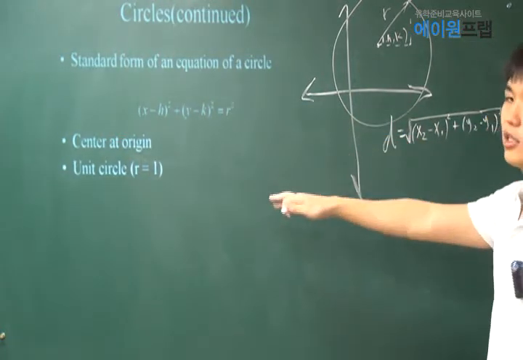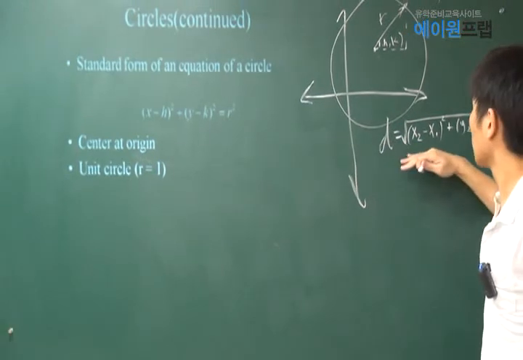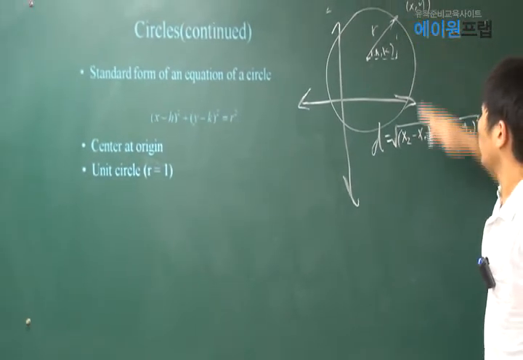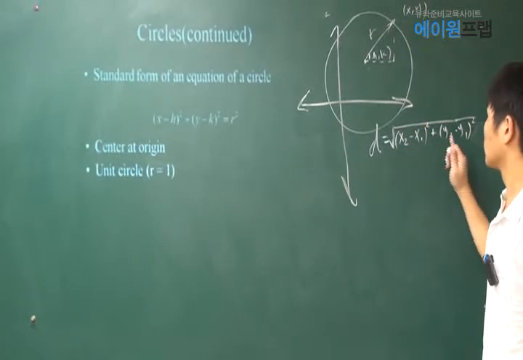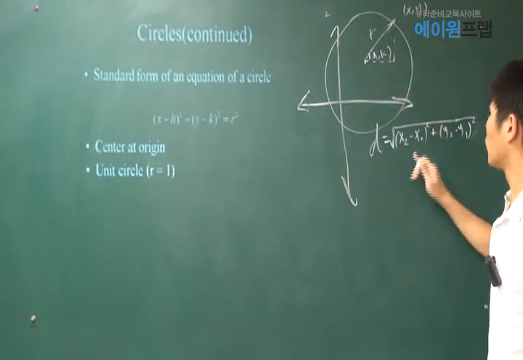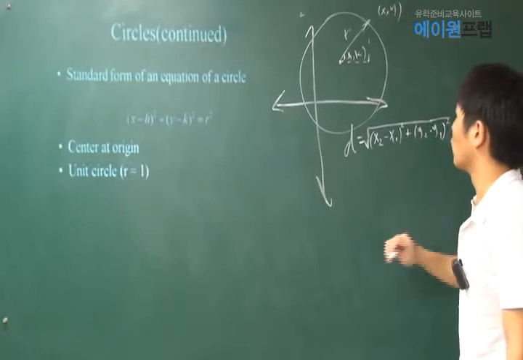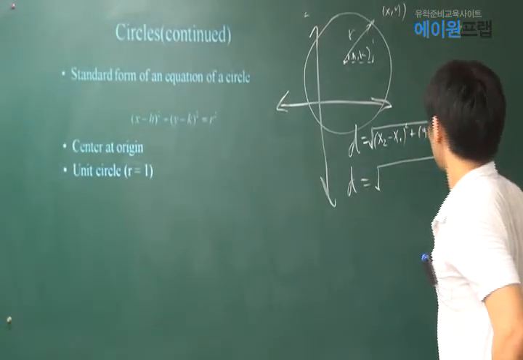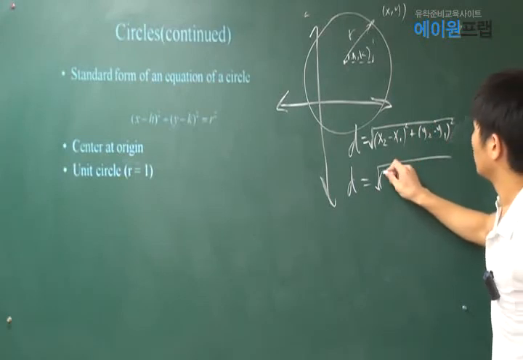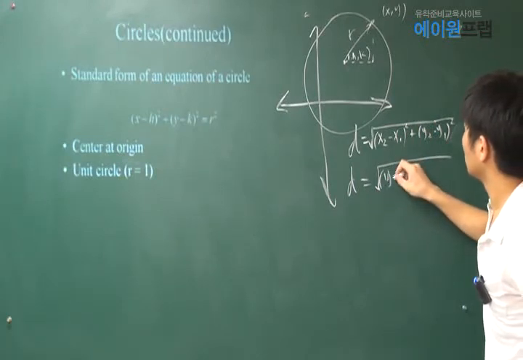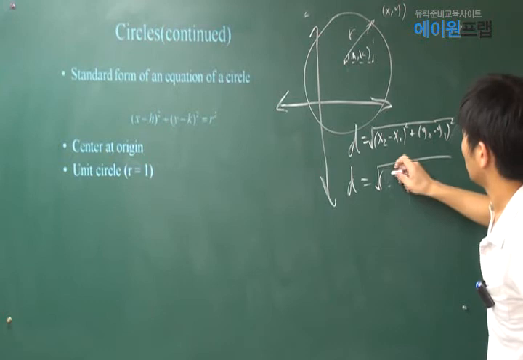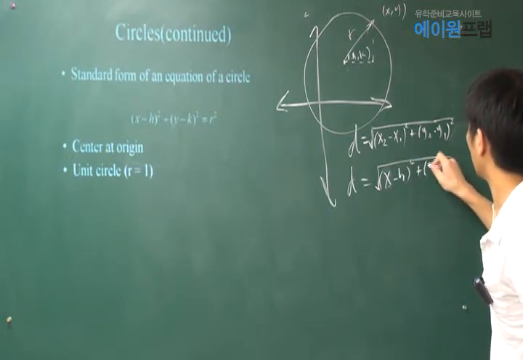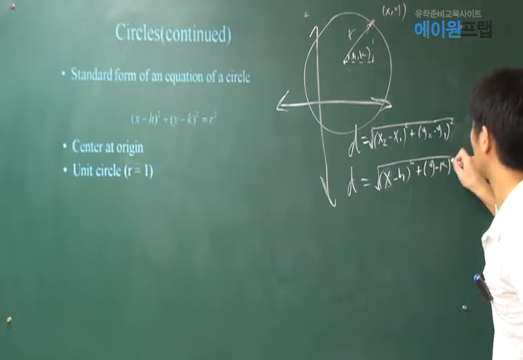The circle equation actually comes from this. If you look carefully, say this point is (x, y), so that would be the second coordinate, x and y, and (h, k) would be the first coordinate, x1 and y1. If we rewrite this, we can write d equals the square root of (x minus h) squared plus (y minus k) squared.